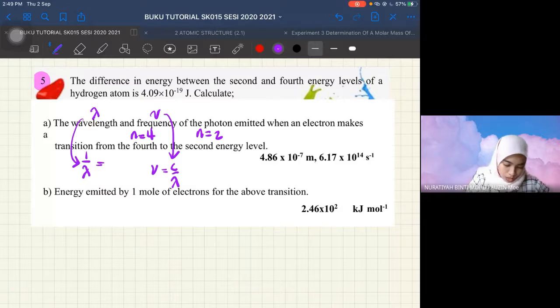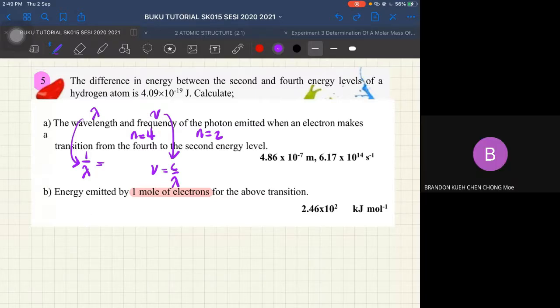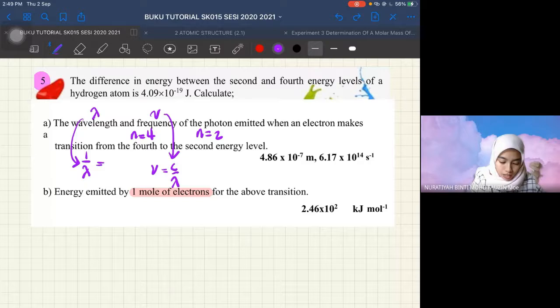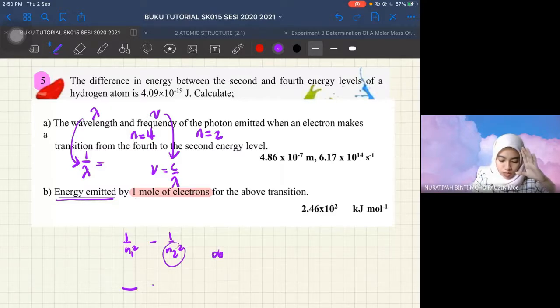So, maksudnya apa ni? Dia cakap apa? For 1 mole of electrons. So, what do you have to do? IE. Macam mana nak buat? IE ni? IE ke tu? 2 times 10 to the power of 23. Okay, so ini bukan IE. So ini bila dia cakap for, ini still energy emitted. Kalau IE memang awak akan kat belakang tu 1 over n1 square minus 1 over n2 square where your n2 will be infinity. So nanti awak akan dapat value minus 0 macam tu.